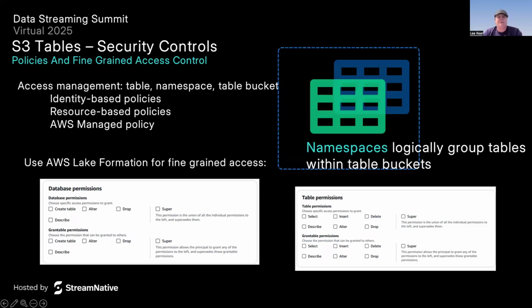This is where namespaces come in handy. With table buckets, you can create namespaces as a way to logically group different tables together. So think of dev, staging, production tables grouped into their own separate namespaces with separate permissions on who gets access to each of them.